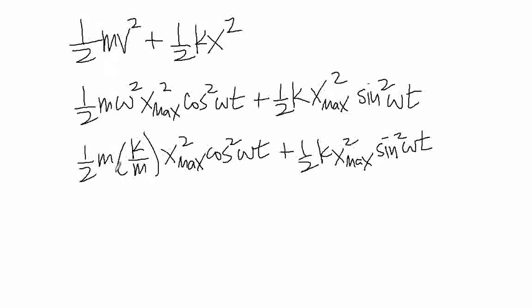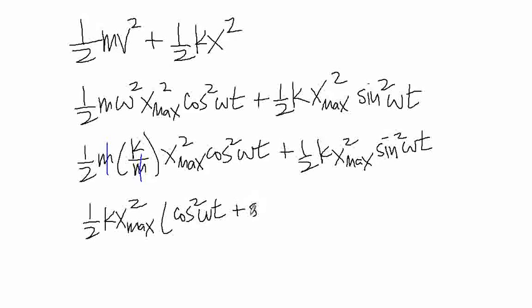Okay, and so we get some cancellation, don't we? So the m's cancel, and we have 1/2 k x max squared times cosine squared omega t plus sine squared omega t, but the cosine squared plus the sine squared with respect to any angle is always 1. Okay, so we can discard that parenthesis blob. And so what do we have? We have that the total energy is 1/2 k x max squared.